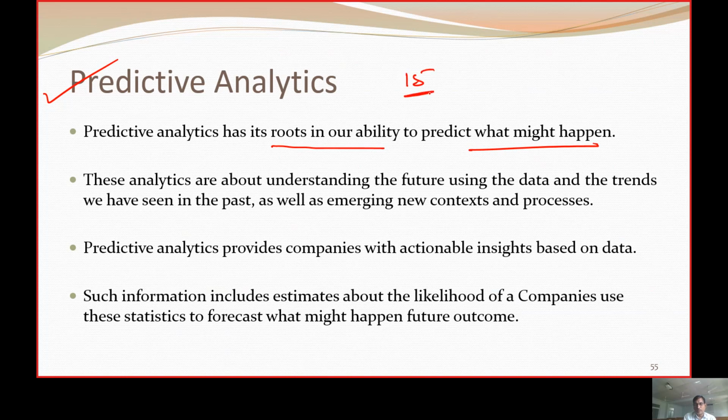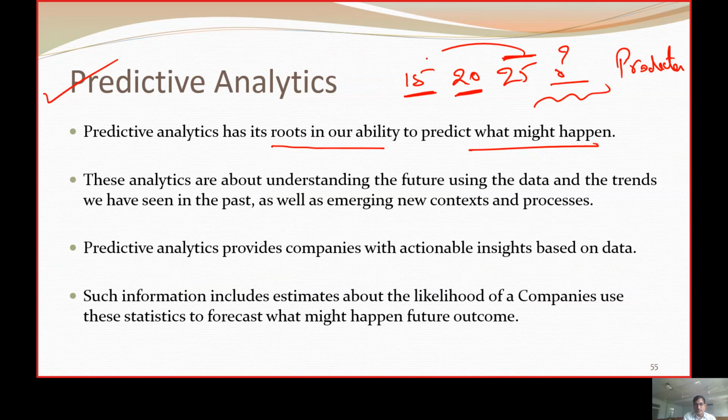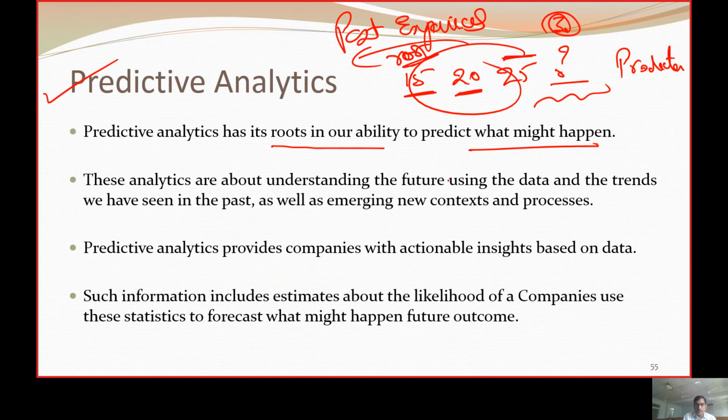Assume I'm going to work on a number system. It is 15, then 20, then 25. Now you need to predict what will be the next value. This we call a prediction. We take these as past experiences, and we say it is a root. We always find some difference there, and thereby we understand the future value or the trend which we are going to see, just as an example for understanding.